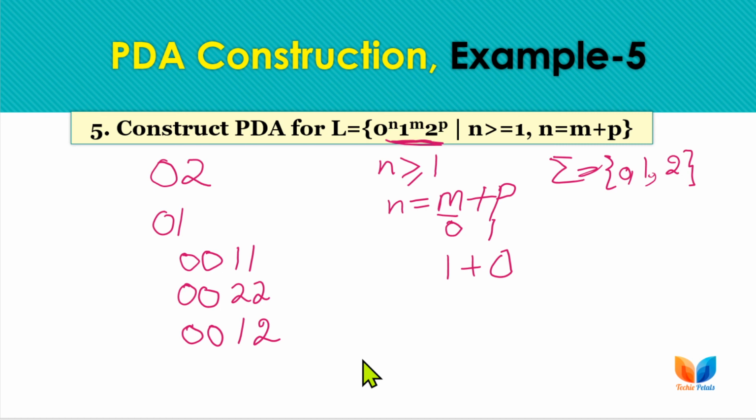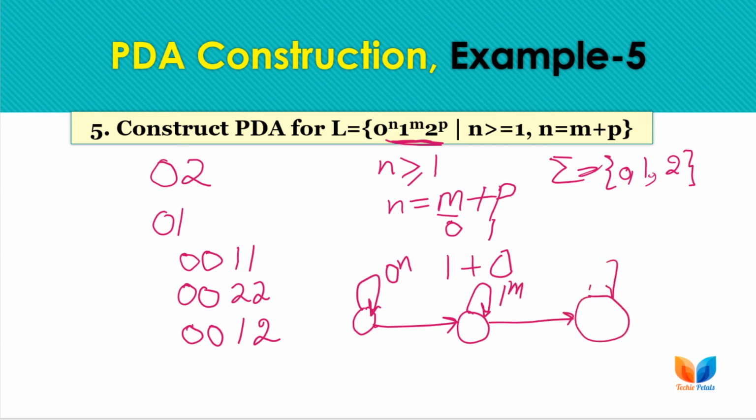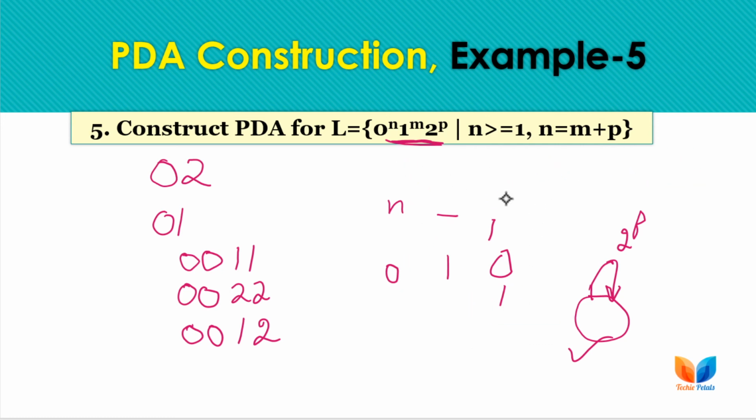For this question, firstly we need to receive all the 0s, 0 raised to power n, then all the 1s, 1 raised to power m, and then all the 2s, 2 raised to power p. Now our requirement is that the number of 0s must equal the number of 1s and 2s. For this requirement we need to push all the 0s onto the stack.